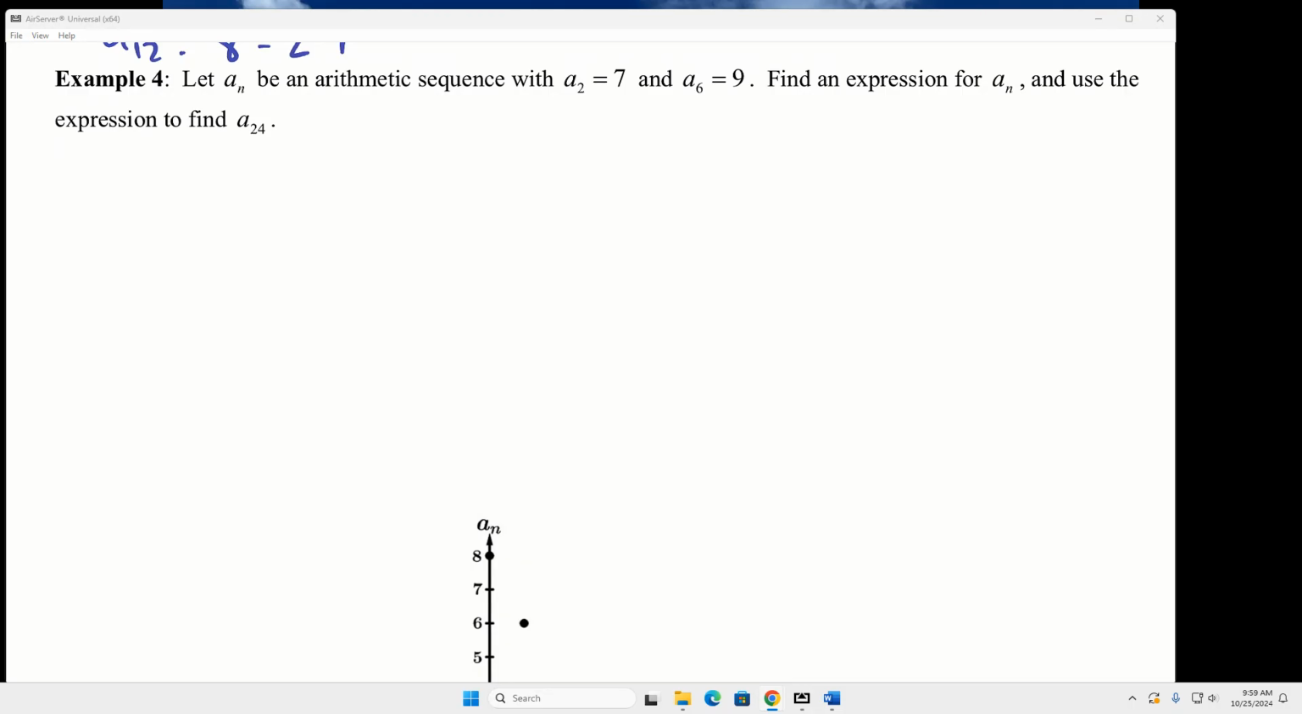All right, so example 4, we still have an arithmetic sequence, a sub n. This time, we know the second term, and we know the 6th term, and we want to find an expression for a sub n, and then we're going to use it to find the 24th term. Okay, what do I need to find first? What do you guys think? I need to find the common difference. And to do that, I'm just going to do the slope formula, basically. In the numerator, I'm going to subtract 9 minus 7. And then in the denominator, I'm going to subtract 6 minus 2.